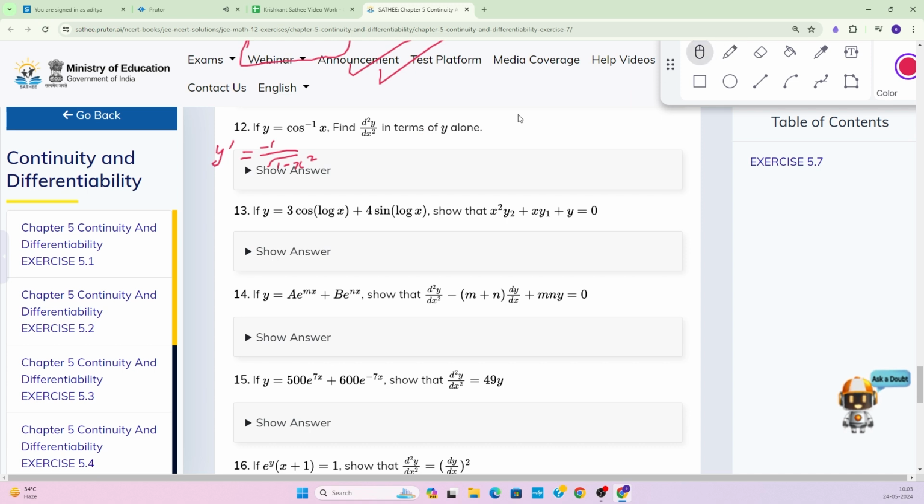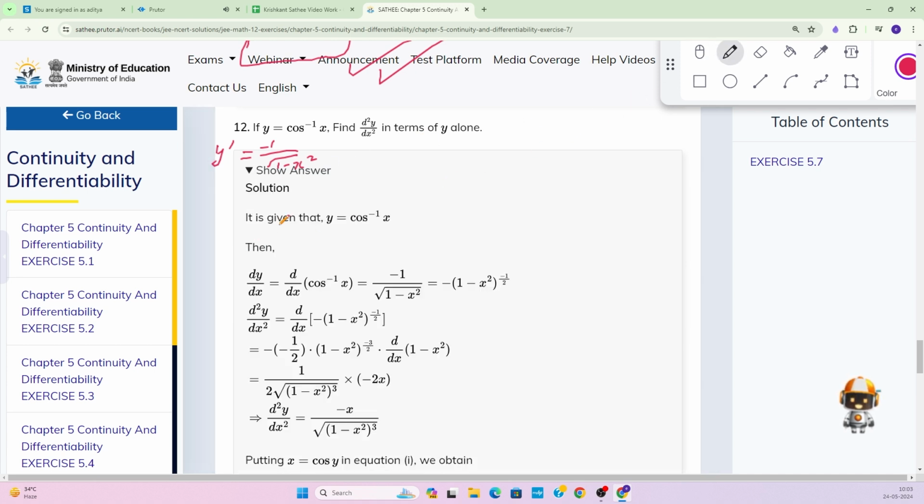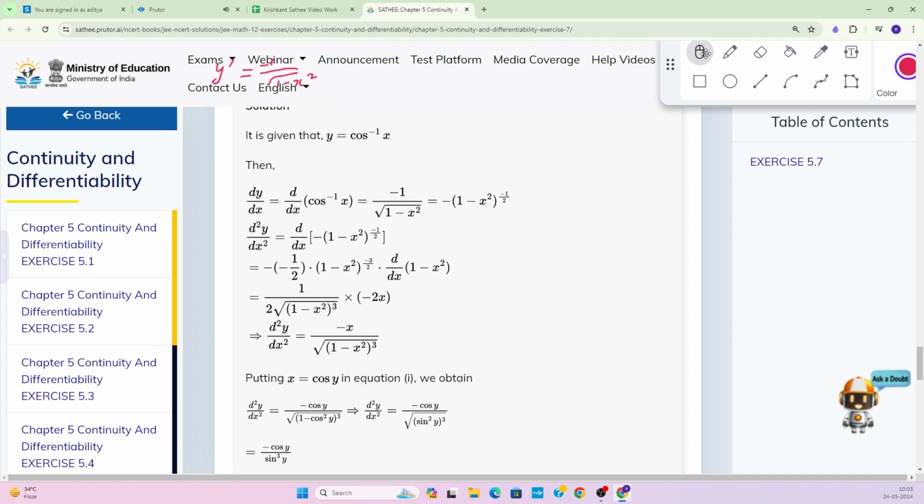Now you can do the same for d2y. So for d2y we will be applying the power rule, taking the power as minus half. Clear? Okay, now minus is already there. Now the derivative of the inside thing will be minus of half the inside thing, which is 1 minus x square to the power minus 3 by 2. Now the derivative of this inside thing is minus 2x. Now solving everything, this 2 is cancelled. You will be left with minus x by root 1 minus x square whole cube.